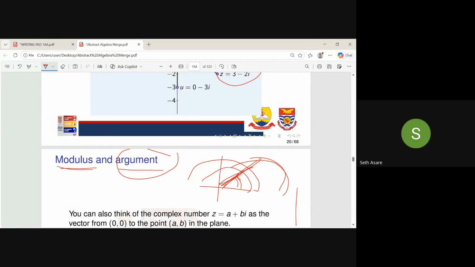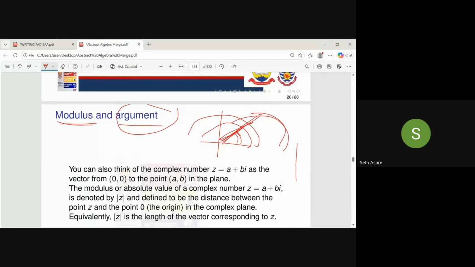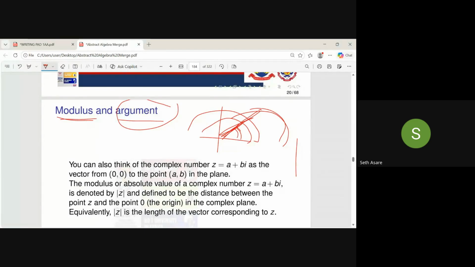The modulus is also what people call the magnitude. As we can find the magnitude of a vector and the angle it makes with the x-axis, complex numbers can also be treated the same. When we are finding the modulus or the absolute value of a complex number, we represent it by this. And it is defined as the distance between the point Z and the origin.